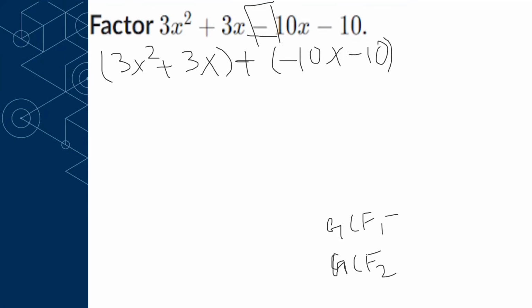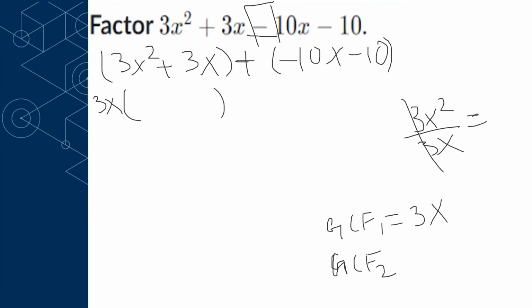For my first GCF, I ask myself, what is the GCF of 3 and 3? It's 3. And then x and x squared have a common factor of x. Once you figure that out, you divide each of the terms using your GCF. The first term, 3x squared divided by 3x: the 3s cancel out, and x squared divided by x is just x. Then the second term, 3x divided by 3x, is just 1. So now I worked my way through the first grouping.